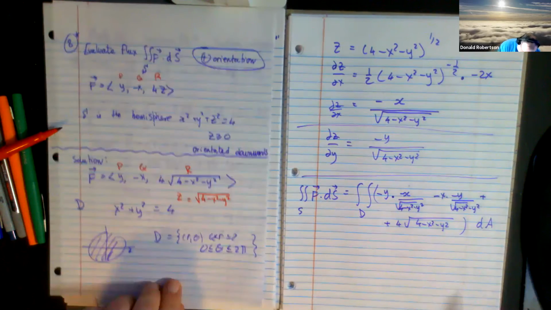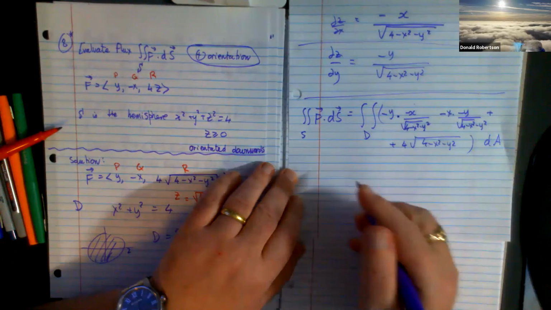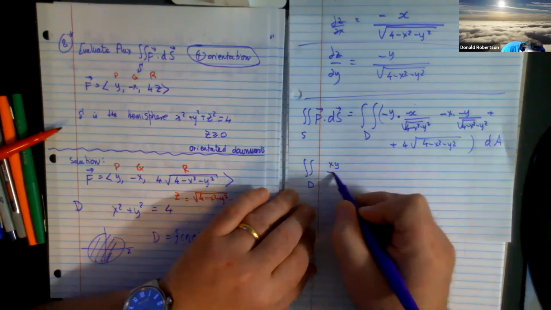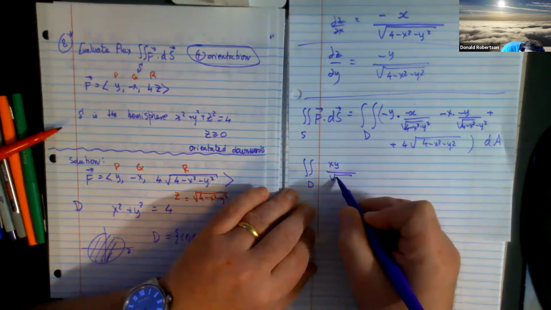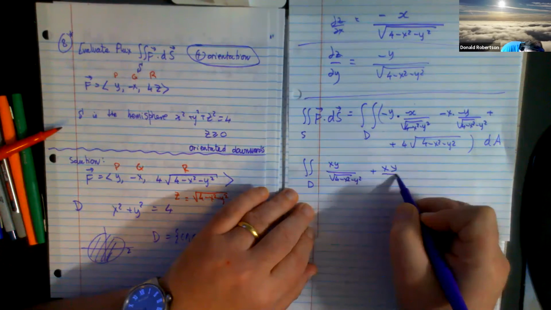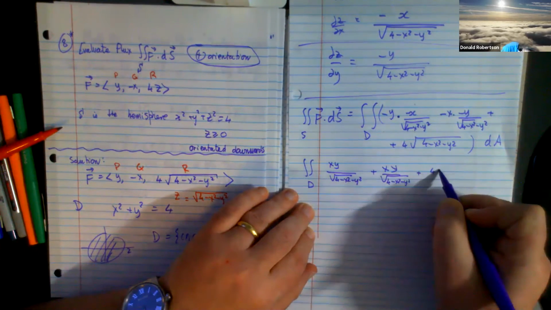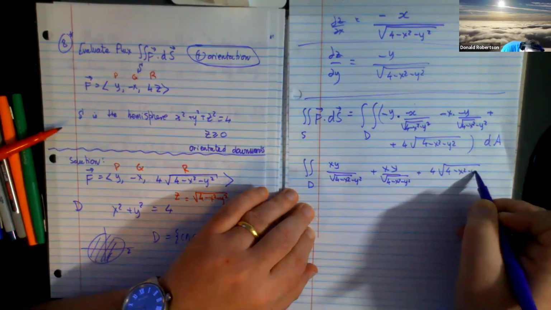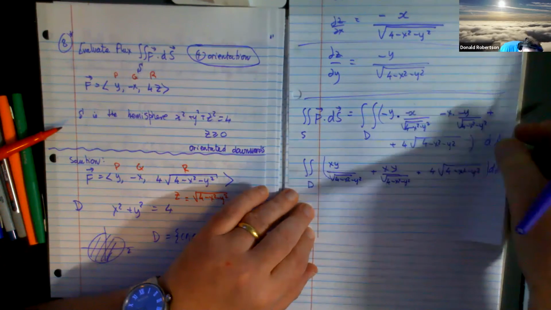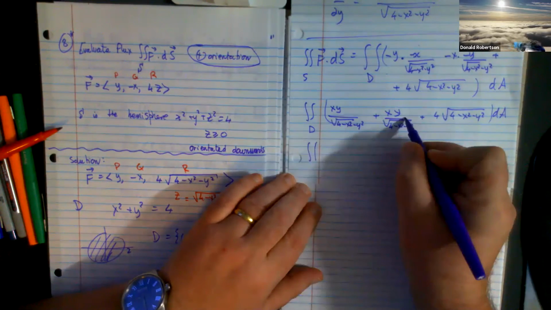Okay, let's see what we can do about this mess. It's going to be xy over the square root of 4 take away x squared minus y squared plus another xy over the same thing plus 4 lots of the square root of 4 minus x squared minus y squared dA. And then I'm just seeing if I can do anything style points. Well, at least I can combine those two. That's something.